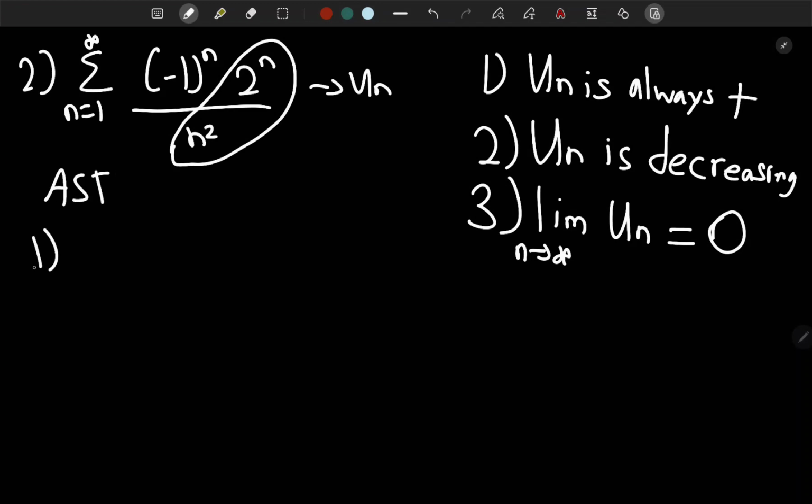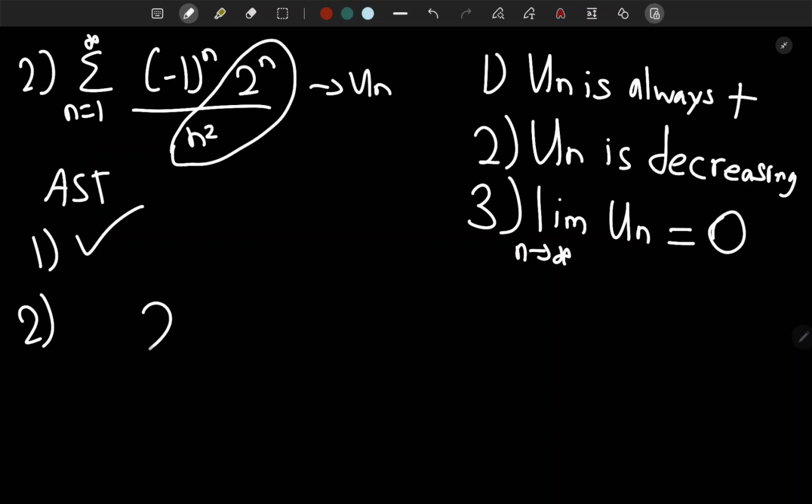AST, the first condition. U of n is always positive from n is equal to 1 all the way to infinity. We have 2 to the power of n, which is always going to be positive if you put any n over here, and we have n squared, which is also always going to be positive. So the first is a tick. Now the second condition is u of n is decreasing when we are going from n is equal to 1 all the way to infinity.